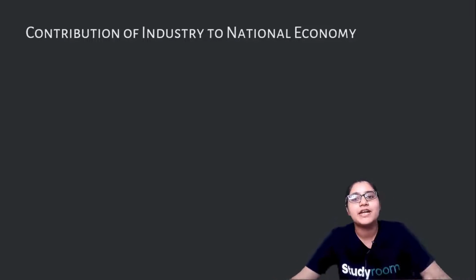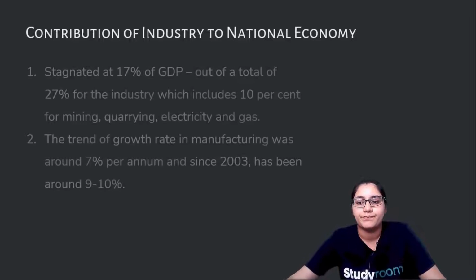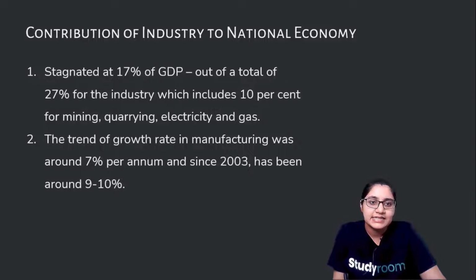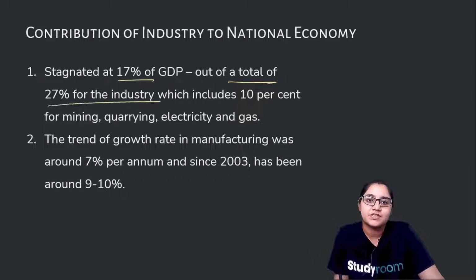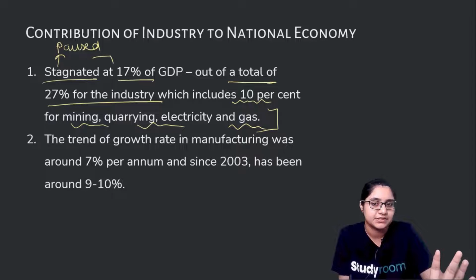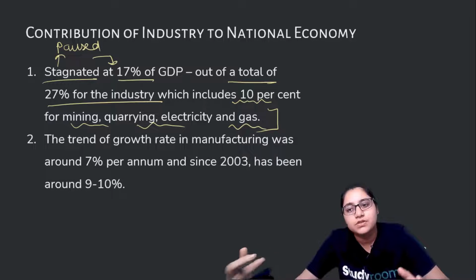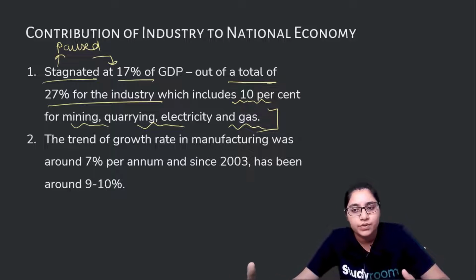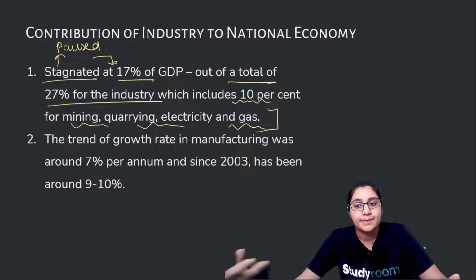So the contribution of industry to the national economy stagnated at 17% of GDP out of a total of 27% for industry, which includes 10% for mining, quarrying, electricity, and gas. Stagnated means it has stopped or paused. Paused is the correct word here. Paused at 17%. Alright, since 2003, manufacturing is once again growing at the rate of 9 to 10% per annum.